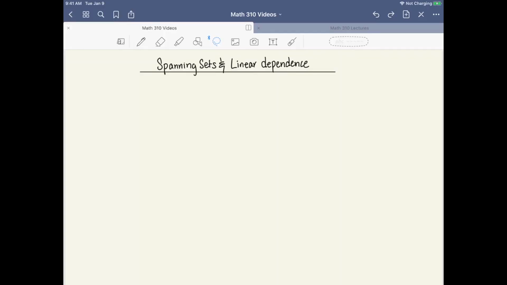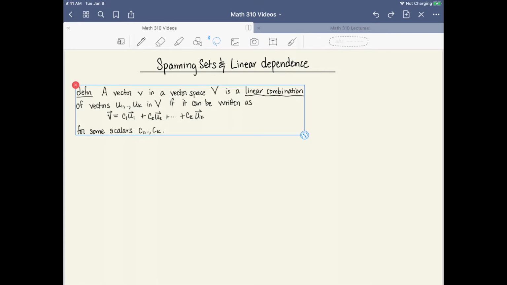Some of the concepts that I've mentioned in passing have been linear dependence and linear independence, and these are going to be the focus of this video. So let's begin with a definition. This definition is going to be familiar.